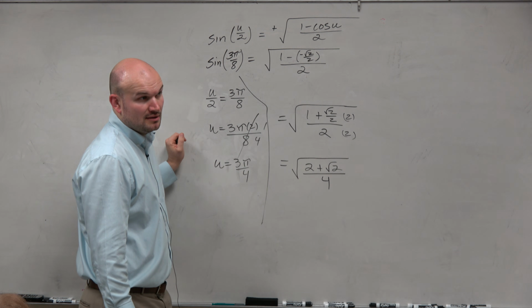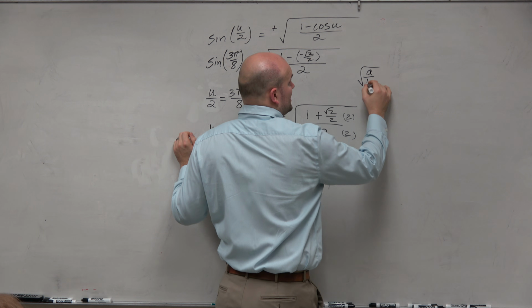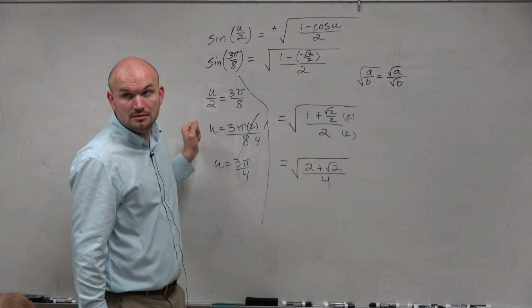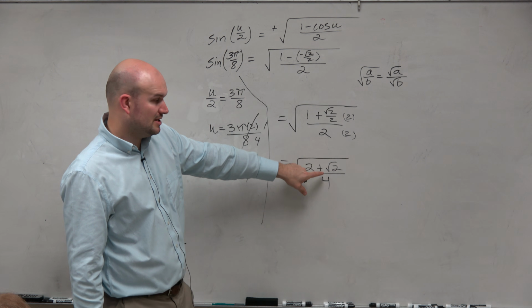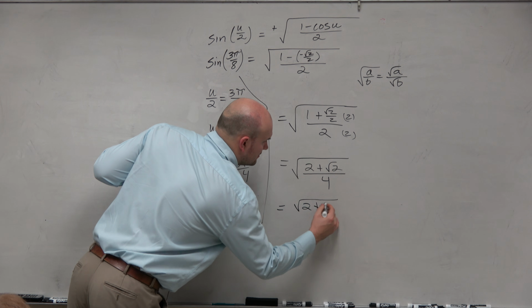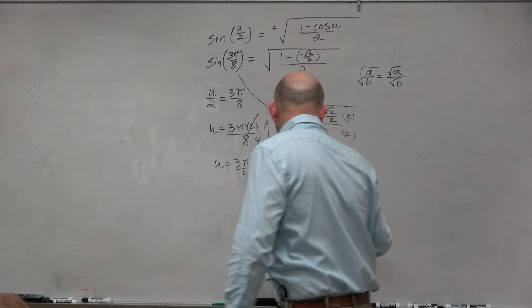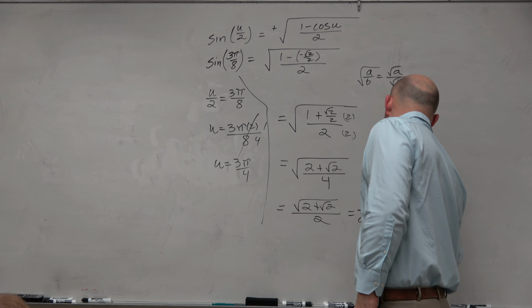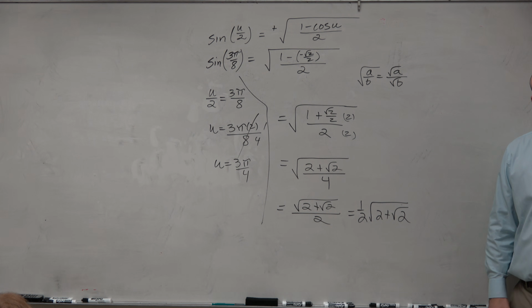It looks pretty good. However, remember, the square root of a over b is equivalent to the square root of a over the square root of b. I can't really take the square root of anything up here, but could I take the square root of 4 in the denominator? Of course I can. So it could be written like that, or usually we just bring the 1/2 in front.